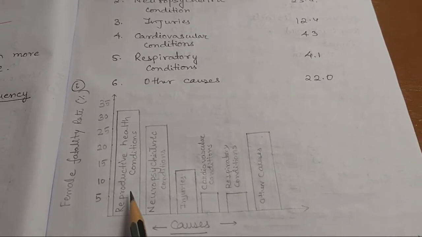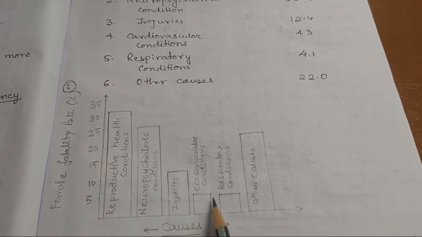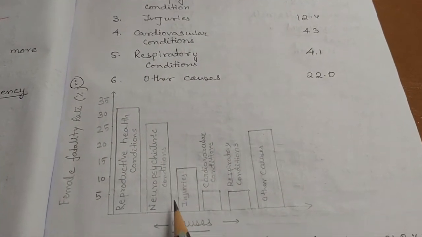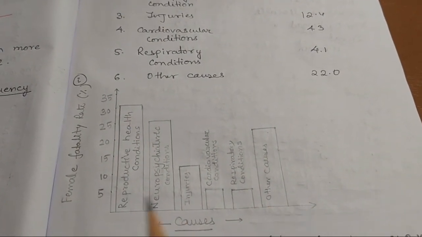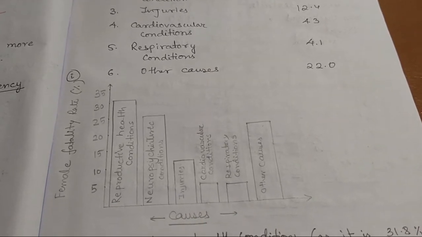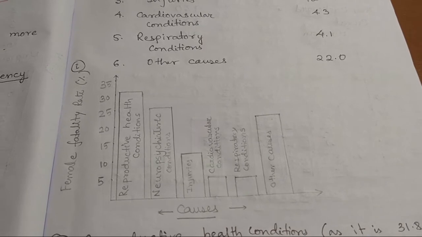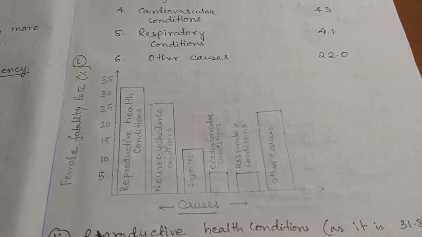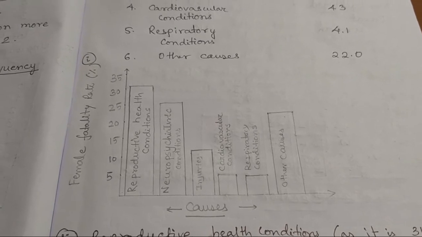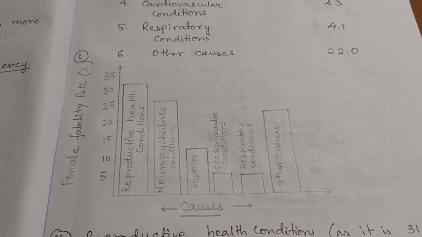You can see there are 6 bars: 1, 2, 3, 4, 5, 6. Six causes, so 6 bars. All the widths of the bars are the same, and the distance between the bars also must be the same. So it is better if you can draw this on graph paper. Right now I don't have graph paper, so I drew this on plain paper.